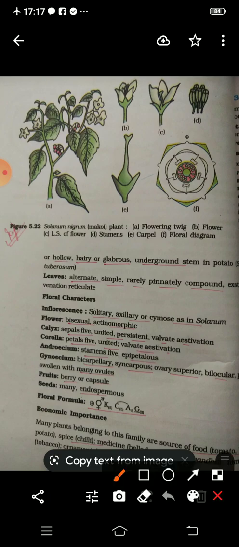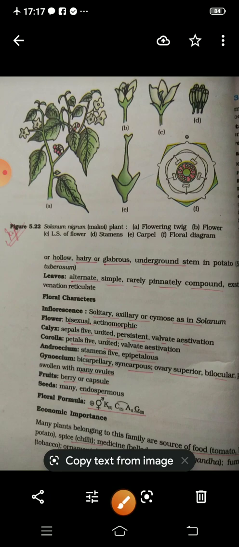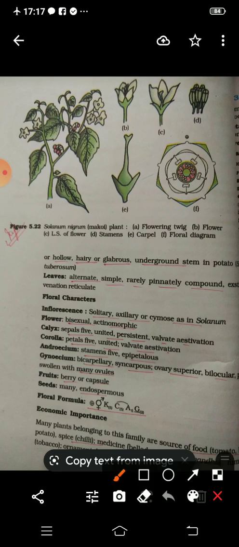Valvate aestivation you have studied, that edges are like this, edges are touching each other, so this is the aestivation. Then corolla is always, if you count the petals, they are 5 in number, they are united, and valvate aestivation is also there. And when you dissect the flower, you can find that stamens are 5 in number and they are epipetalous, that means they are attached to the petals in this case. Because you cannot see these things like this, for that you have to dissect the flower, and after dissection you can see all the conditions.